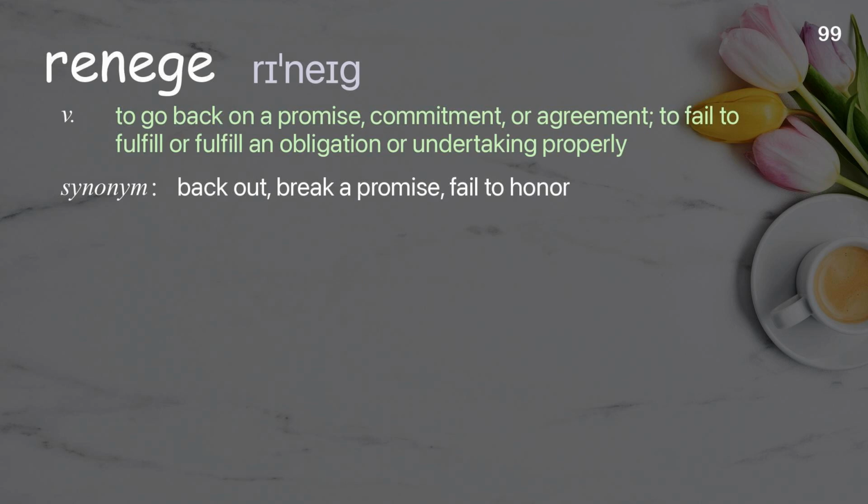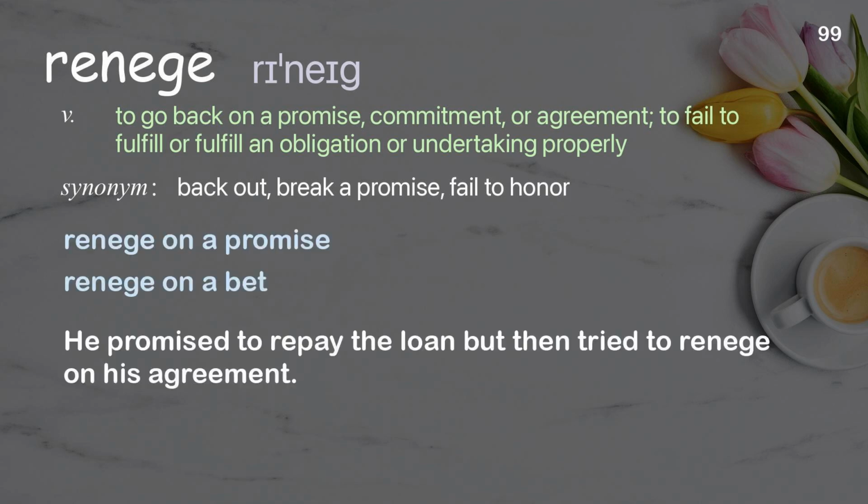Renege. To go back on a promise, commitment, or agreement; to fail to fulfill an obligation or undertaking properly. Examples: Renege on a promise. Renege on a bet. He promised to repay the loan, but then tried to renege on his agreement.